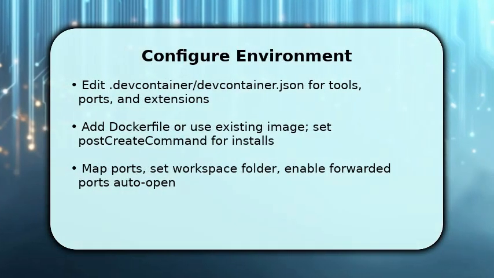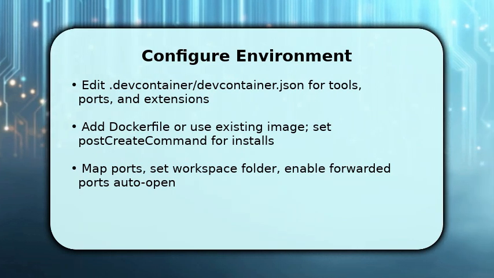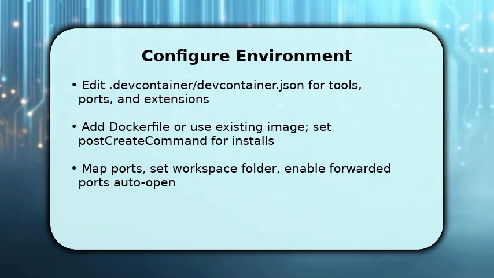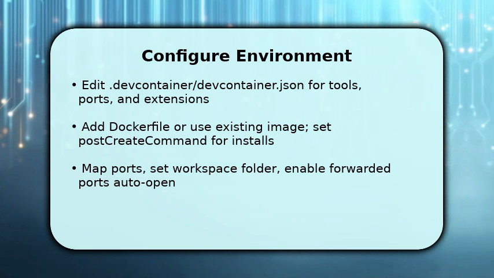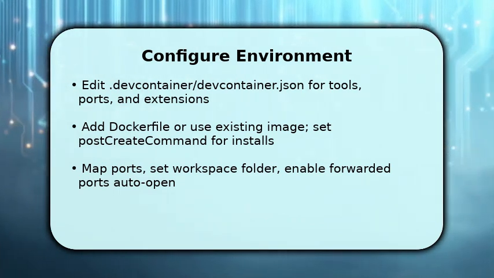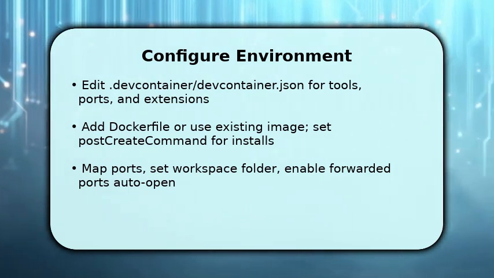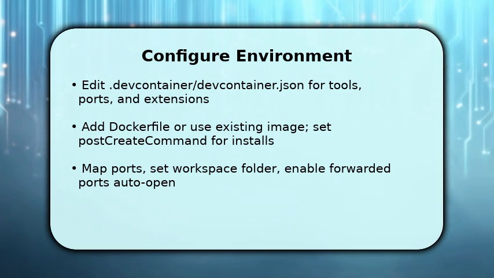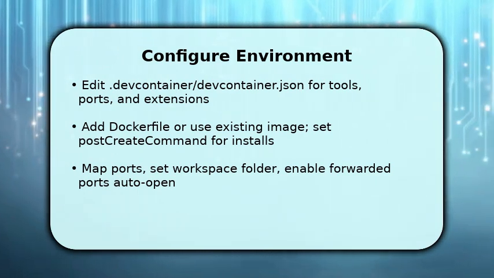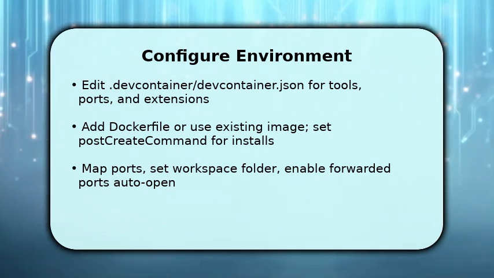You'll add or modify devcontainer.json to install extensions, expose ports, and run postCreateCommand for build or dependency installs. If you need custom toolchains, supply a Dockerfile or reference a pre-built image. That ensures reproducible builds. Make sure workspaceFolder is set and forwarded ports are enabled so web servers open automatically. Save changes and rebuild the container to apply updates.